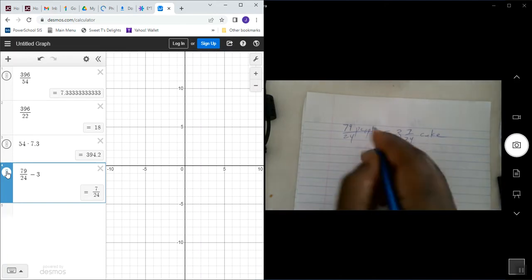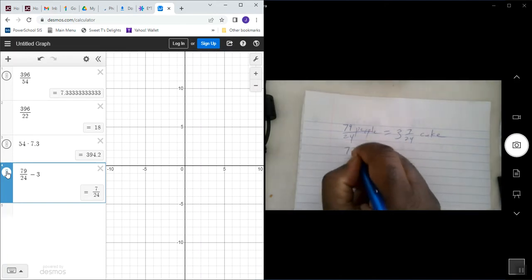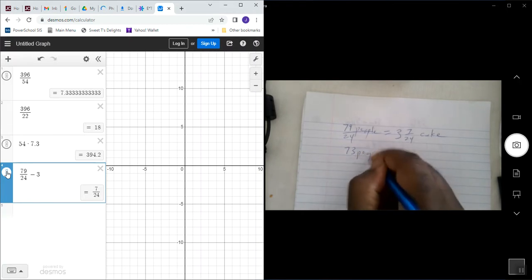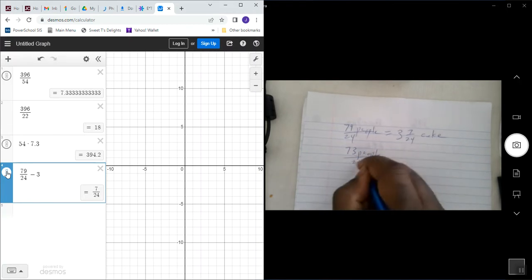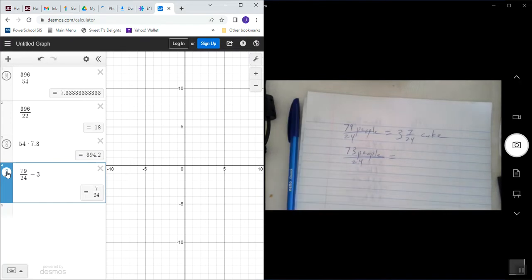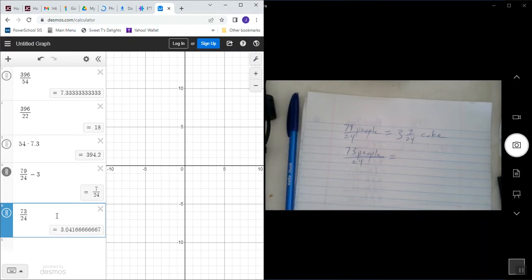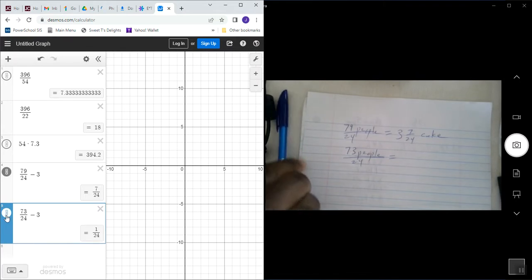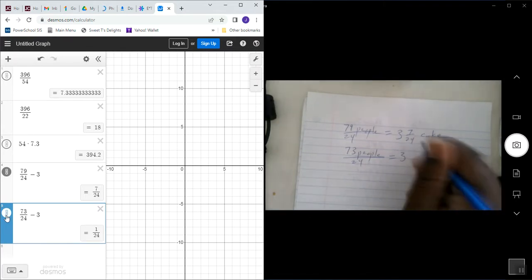Now, next, the second scenario I gave you where it was 73 people over the 24 servings. So we'll take 73 divided by 24, and that gave us this 3. Now I have to subtract off the 3 and hit this fraction bar so we can see it as a fraction. So it'd be 3 1/24 cake.